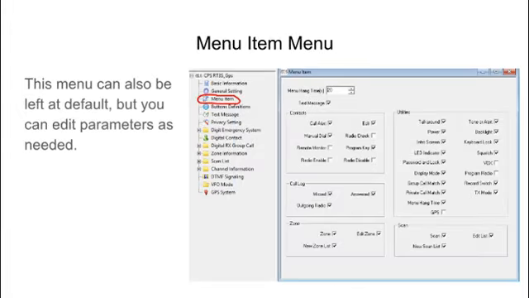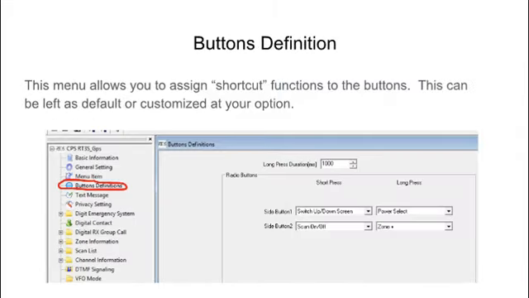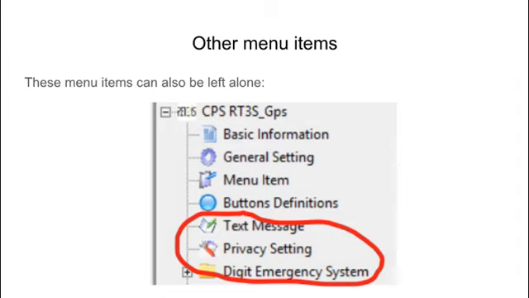The Menu Item menu can also be left with the default parameters if desired. This menu allows you to assign shortcut functions to the buttons. This can be left as default or customized at your option. Text message, privacy setting, and digital emergency system can also be left at the defaults.